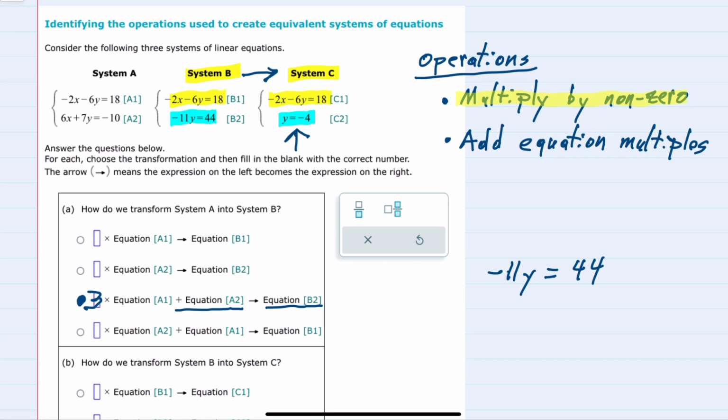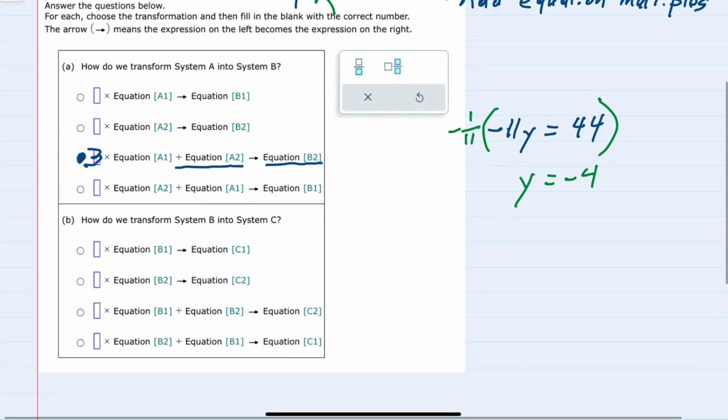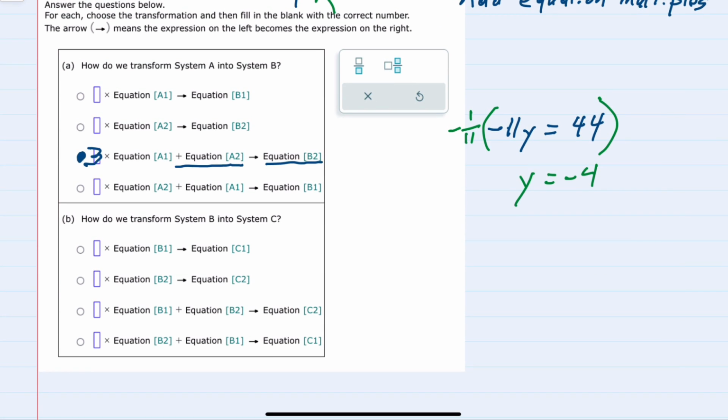Since I can multiply by a non-zero number, I would want to multiply here by -1/11. On the left-hand side, these 11s would cancel, the negatives would cancel, leaving me with just y. And on the right-hand side, -1/11 times 44 would give me the -4. This is that C2 equation. So looking at our options here, what did we do? We multiplied equation B2 by the non-zero number -1/11, and that gave us the equation C2.